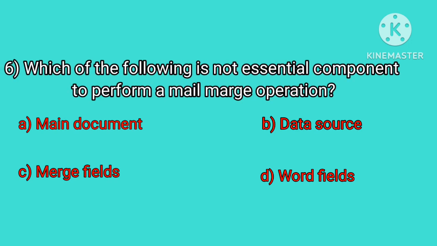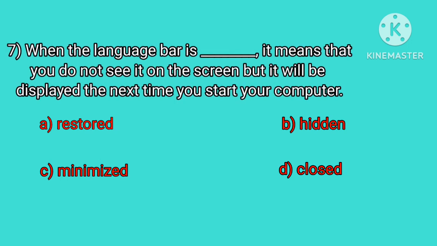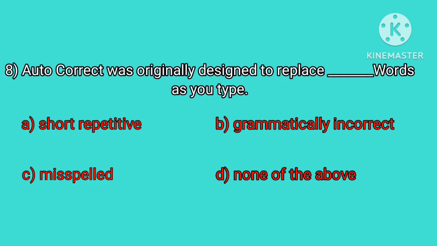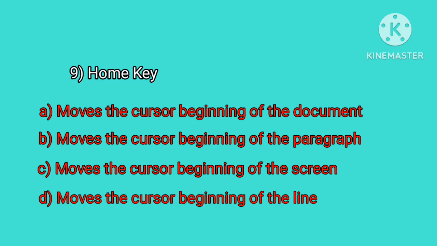Which of the following is not an essential component to perform a mail merge operation? Word fields. When the language bar is hidden, it means that you do not see it on the screen, but it will be displayed the next time you start your computer. Hidden.